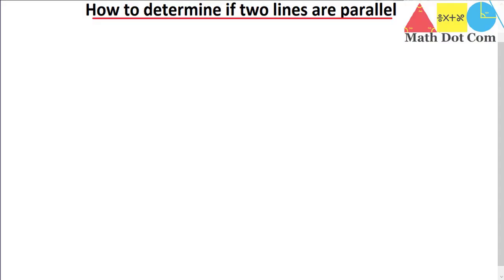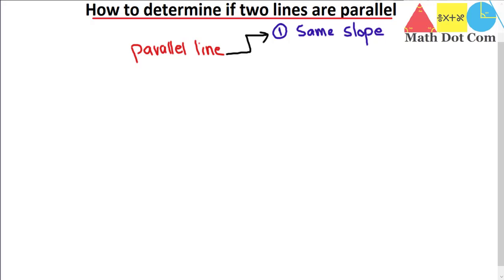Everyone. Today we are going to see how you can determine whether two lines are parallel or not, given the equations of the lines. First of all, I'll tell you the condition that is required. For parallel lines, the slope of the two lines should be the same. First condition is same slope. That means if a line has a slope m1 and the other line has slope m2, they should be equal. This is condition number 1.